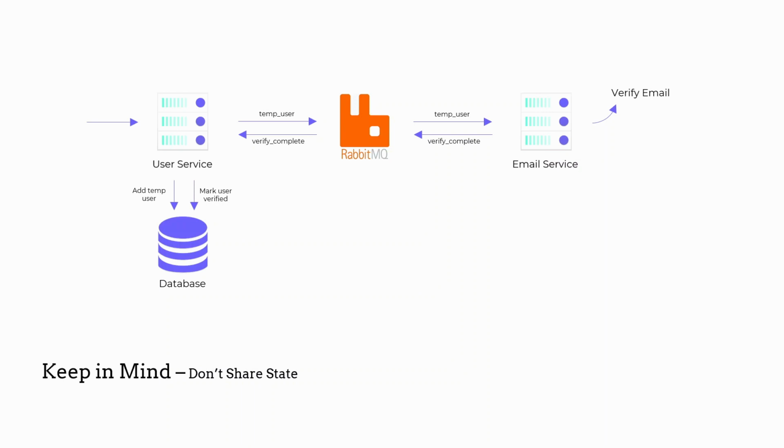Notice my email service pushed a verification complete event instead of updating the user's table directly. There is a reason for that. Sharing state between microservices is inviting architectural nightmares. Keeping a track of all the state dependencies is not easy once you have more than 10 microservices. This is probably why the idea to dedicate one database for each microservice got so popular.